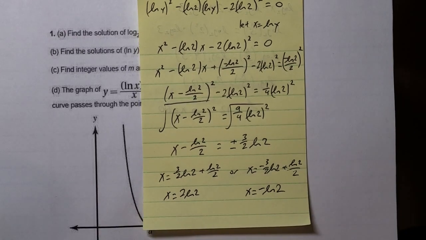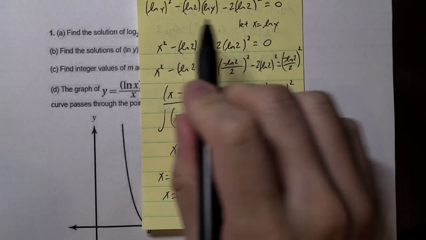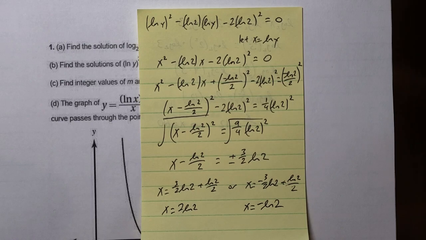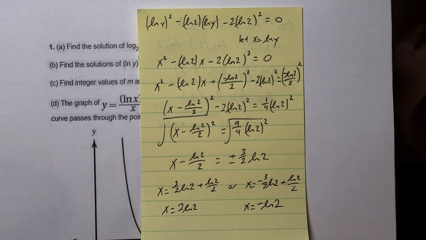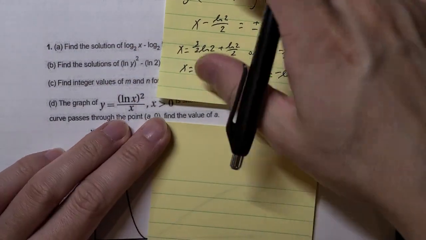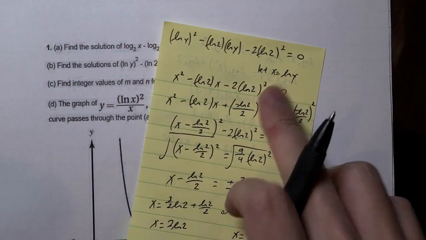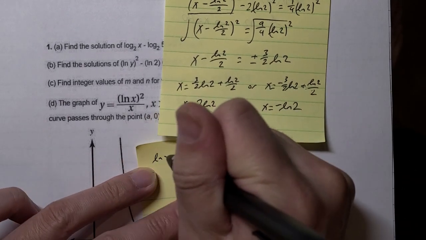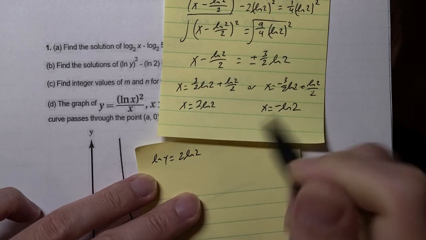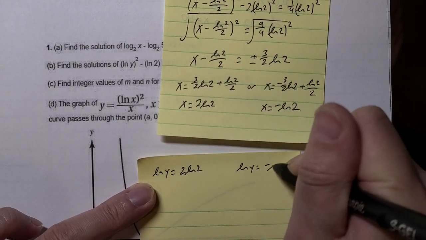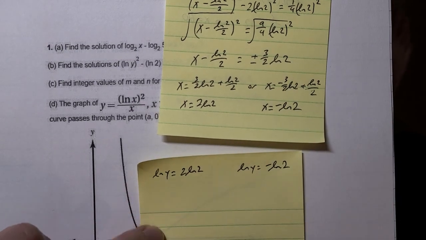Okay, we did the majority of the work. We are not quite done yet because I solved it in terms of x, but our original equation is in terms of y. So we got to continue. Let me move on from here. So remember our definition of x is ln y, so let's back substitute. So it'll be ln y is 2 ln 2, and ln y is negative ln 2.